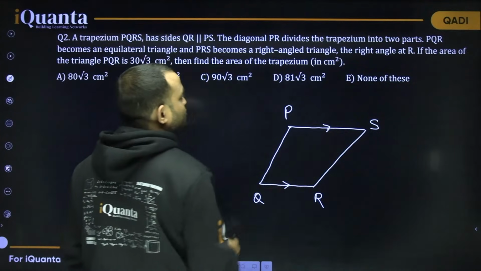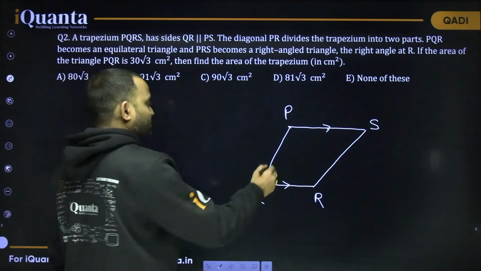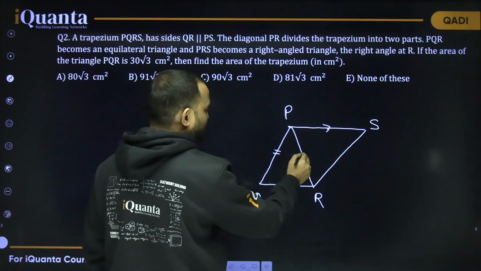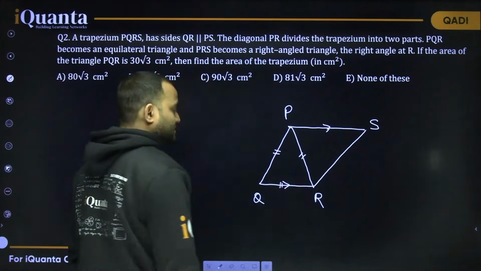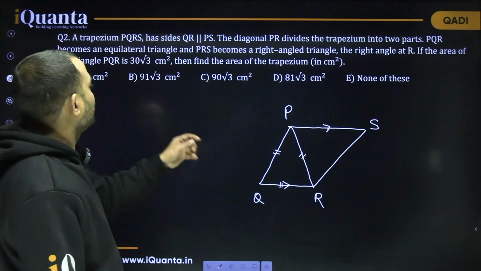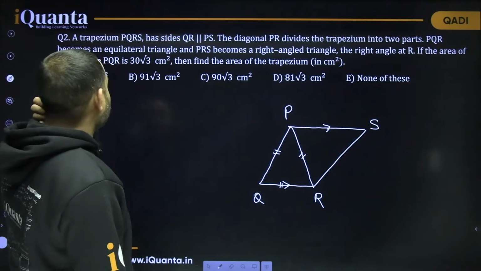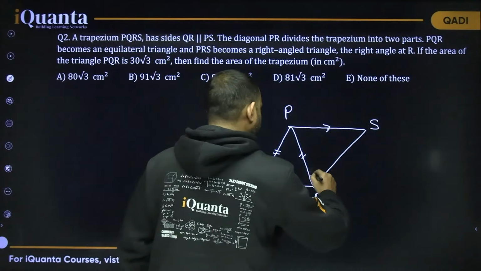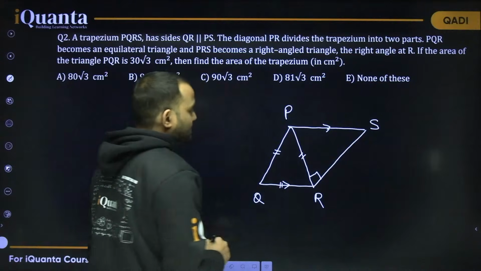Now, if we join, it says PR divides the trapezium into two parts, of course. This becomes a right angle triangle, equilateral triangle. All of these sides will be equal. PQR is an equilateral triangle. PRS becomes a right angle triangle, right angle at R. So this is a right angle triangle.